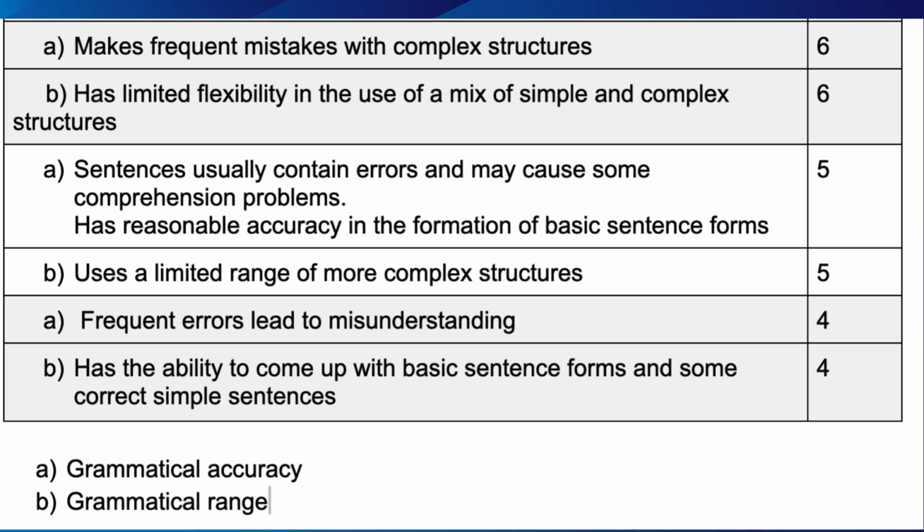And starting with the notes for accuracy, we can see that in band 4, frequent errors lead to misunderstanding. Band 5, sentences usually contain errors and may cause some comprehension problems. So there's a lot of errors, not as many as in band 4, and sometimes we struggle to understand the student. And reasonable accuracy in basic forms. So in other words, when we get to more complex structures, there's going to be more problems. Okay, and band 6 makes frequent mistakes with complex structures.